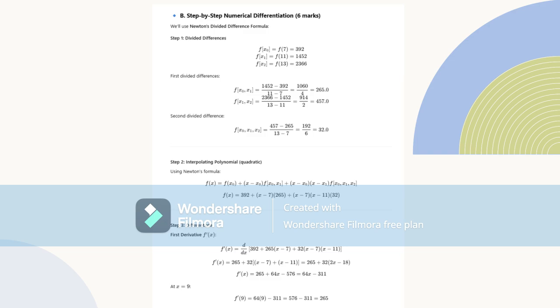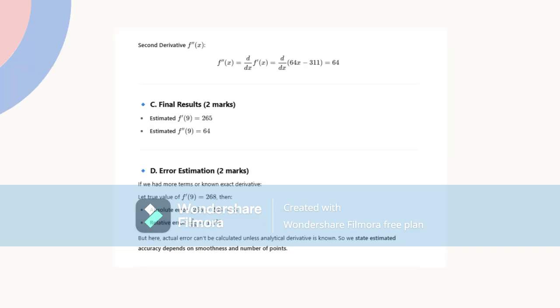f of x is equal to 392 plus (x minus 7) times 265 plus (x minus 7) times (x minus 11) times 32. Now differentiate this. At x equals 9 we get f dash of 9 equal to 265 and the second derivative f double dash of x equal to 64. Now we get the final results: estimated f dash of 9 is equal to 265 and estimated f double dash of 9 is equal to 64.